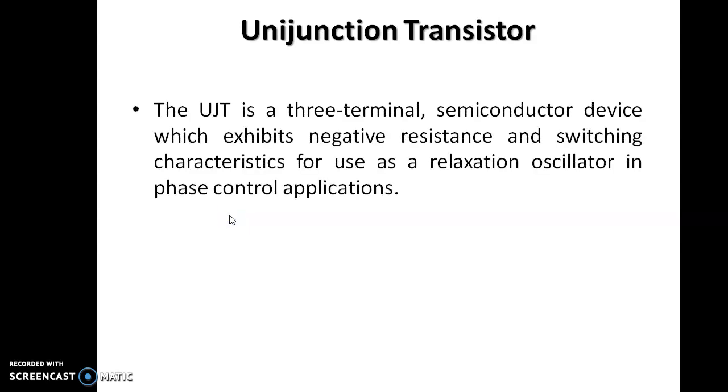Unijunction transistor. A unijunction transistor is a three-terminal semiconductor device which exhibits negative resistance and switching characteristics for use as a relaxation oscillator in phase control applications. It has three terminals: emitter, base 1 and base 2.